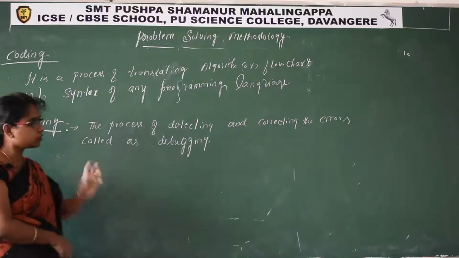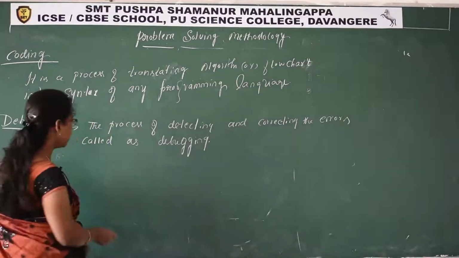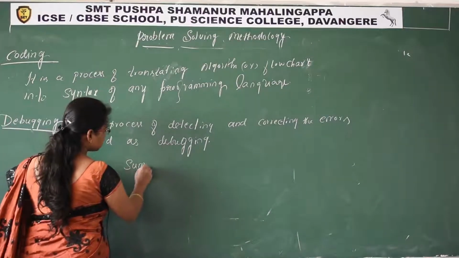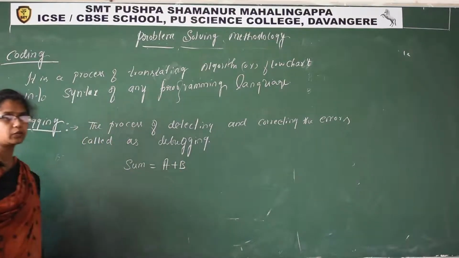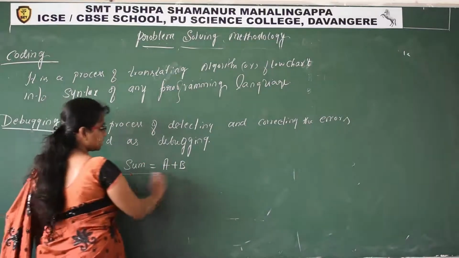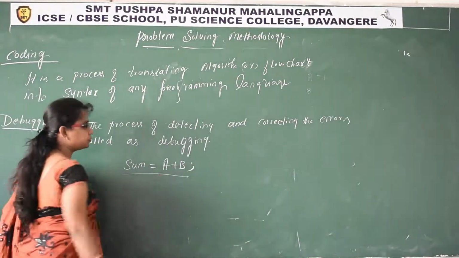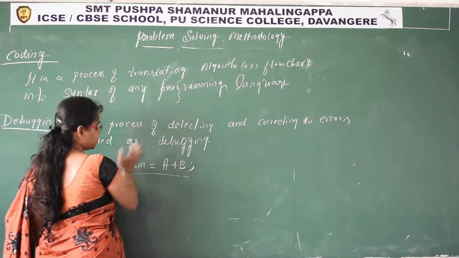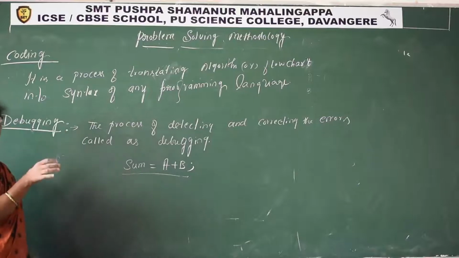It means your logic is right, but the way of writing is wrong. For example, in programming, how to add two numbers and store the result: sum is equal to a plus b. This is the right way of writing this expression. I want to add two integers, semicolon, and the value has to be stored in sum. This is syntax. Syntax is a rule.